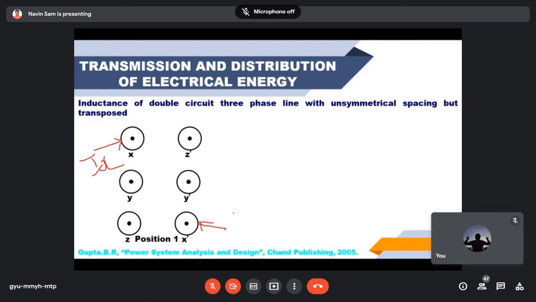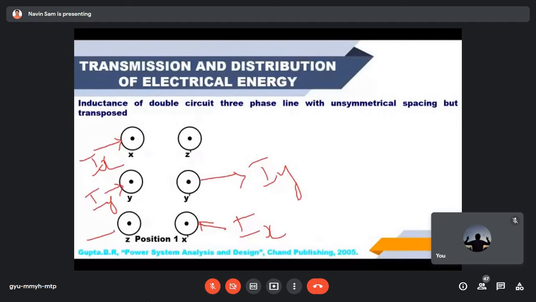Exactly, so it is a parallel connected transmission line. Whatever current flows through X will also flow through X dash. Let me assume the current flowing through Y is Iy. What is the value of current flowing through Y dash? Iy. Good. Let me assume the current flowing through Z is Iz. What is the value of current flowing through Z dash?